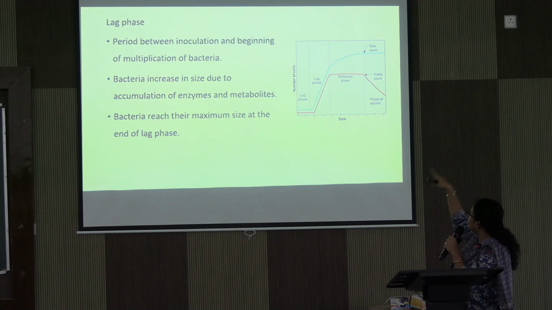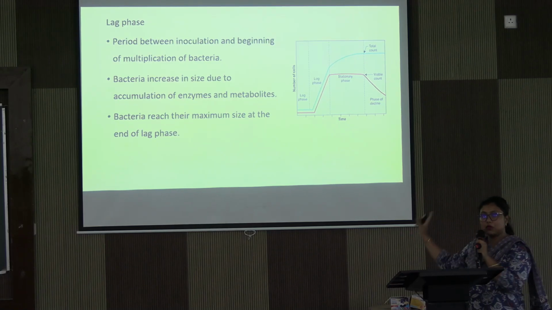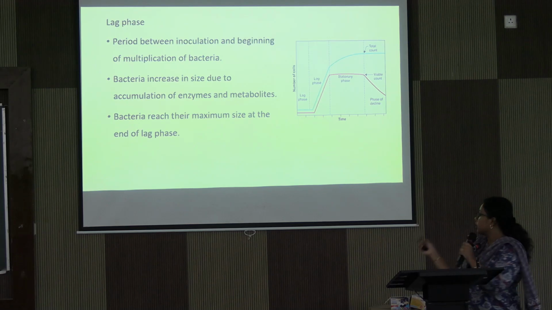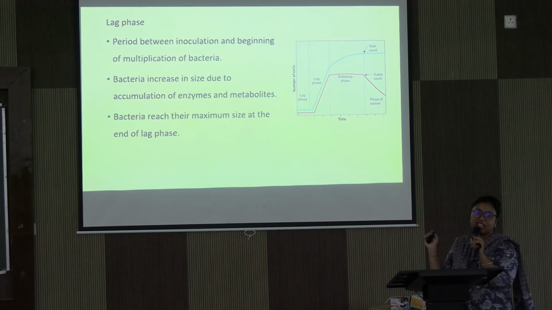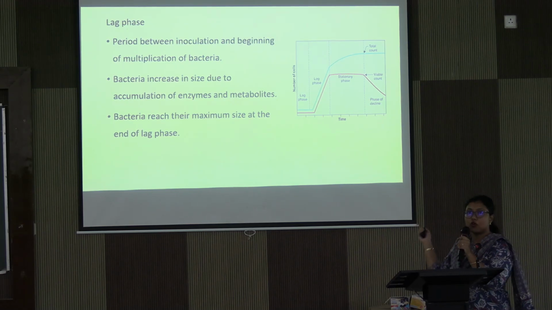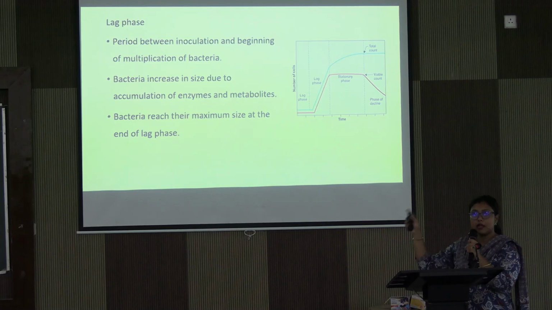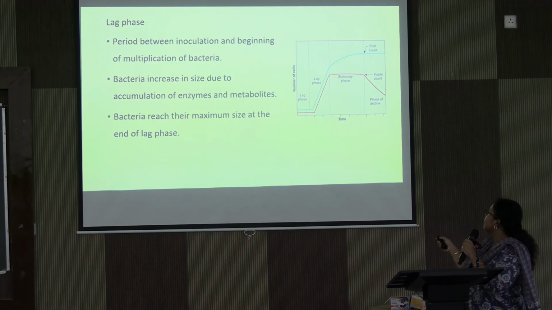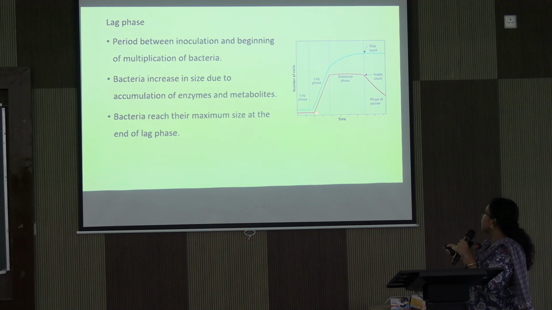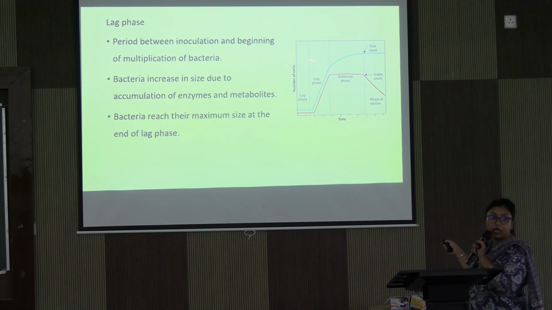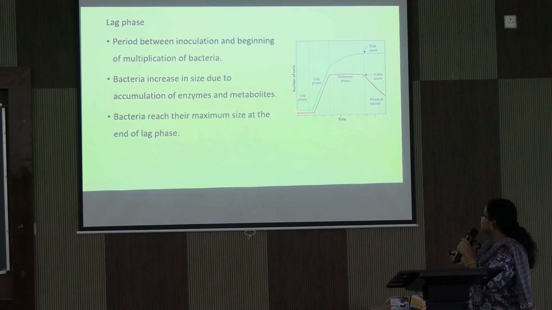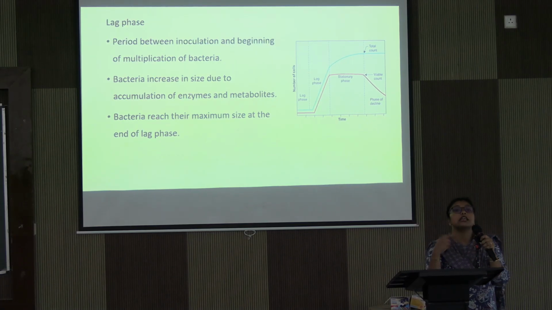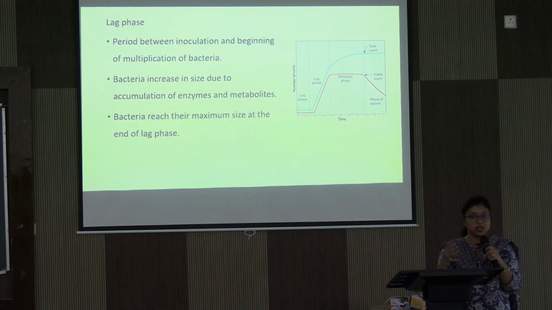Next, I have given it in every slide. You can draw one picture. This is very important. You have to give the picture here. So draw one picture, and below that you explain what the lag phase is. This is the period from inoculation to the beginning of multiplication. From here the curve is going up, right? So this phase is the lag phase. Here the bacteria increase in size and accumulate nutrients so that they can multiply. So this is a preparation phase.